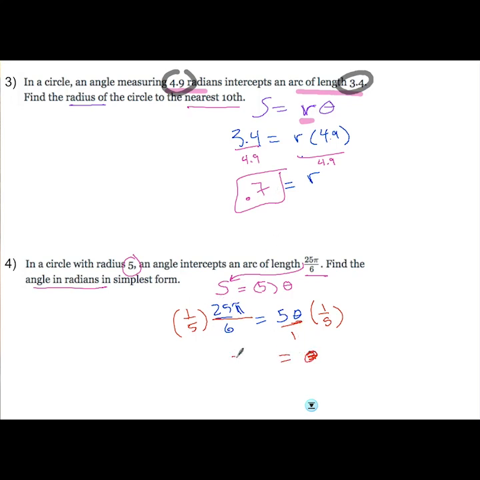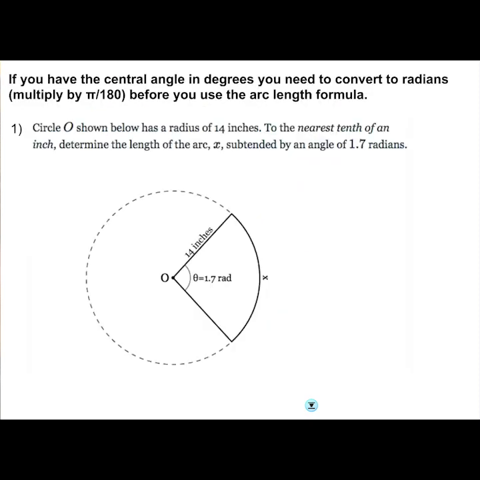And so this ends up being 25 pi over 30. You can simplify that a little bit here. That should be 5 pi over 6. Done deal. I have a couple more examples here. We're going to just change up a few things.